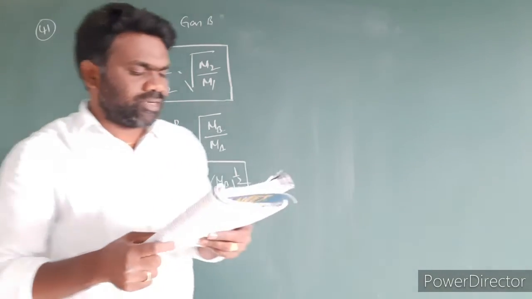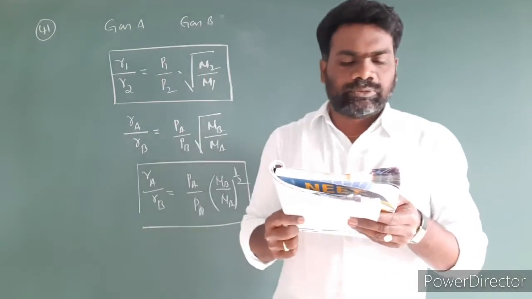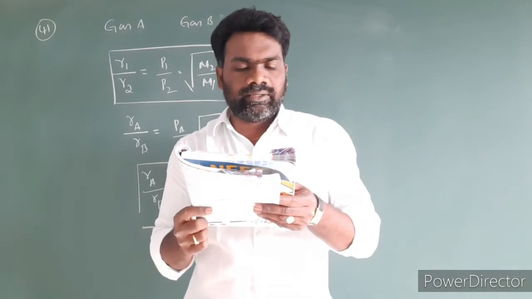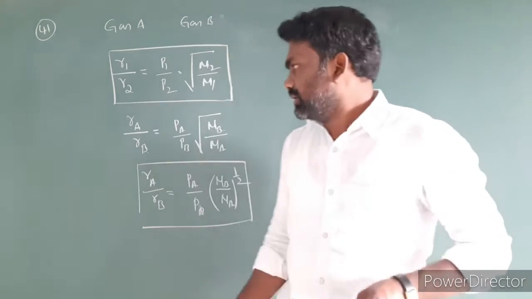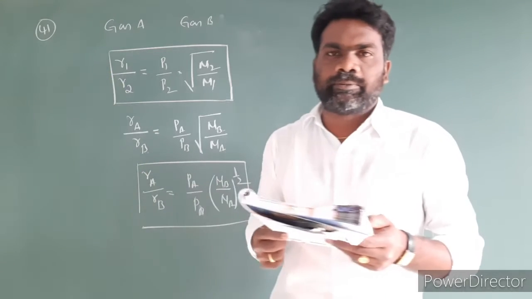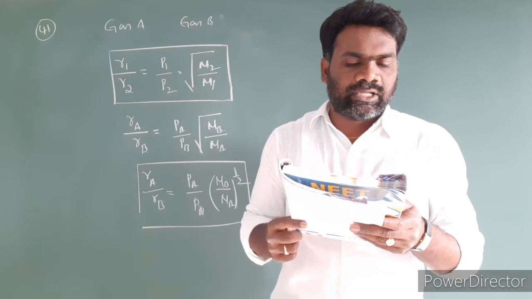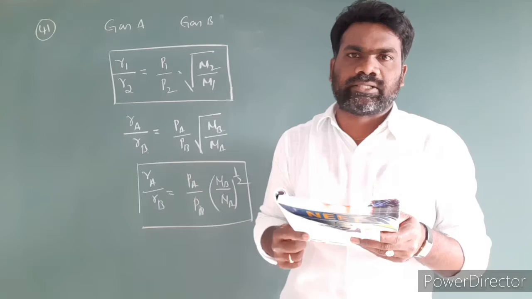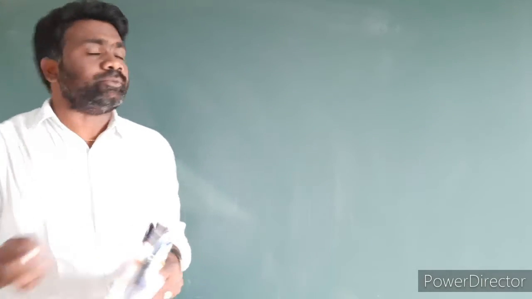For question number 41, look at the options. The third option is PA by PB into (MB by MA) to the power of 1 by 2. So for question number 41, the third option is correct. Next, problem number 42.